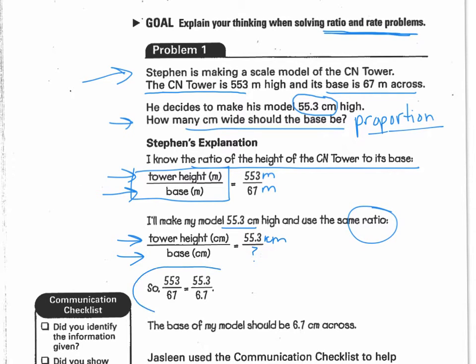So I'm going to compare them in a ratio or fraction form. What am I doing to go from 553 to 55.3? I'm dividing by 10, or I'm moving the decimal place over. So I'm going to do the same thing. Divide by 10, or move the decimal place over, it becomes 6.7. So the base of the model should be 6.7 centimeters across.